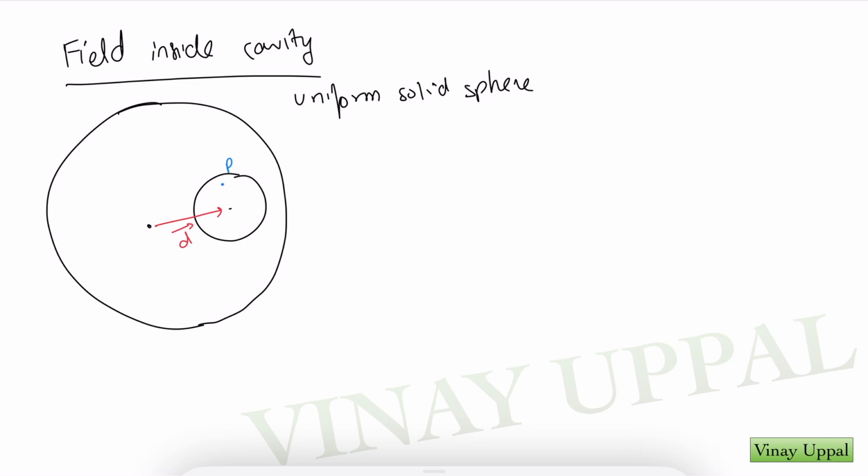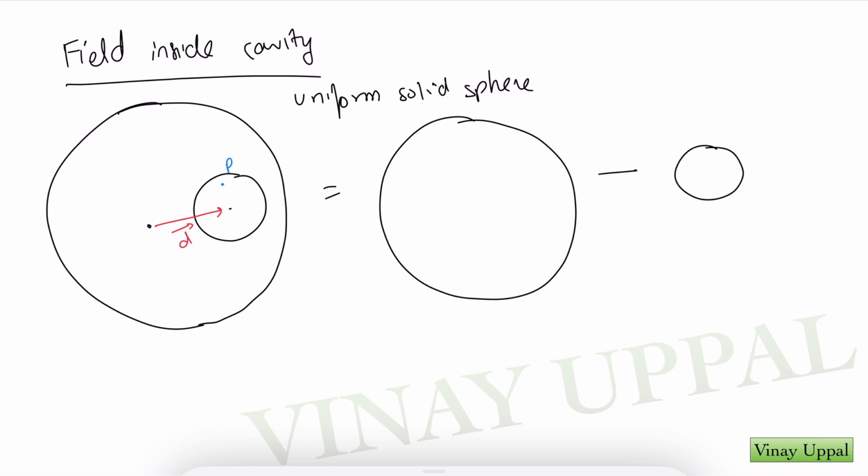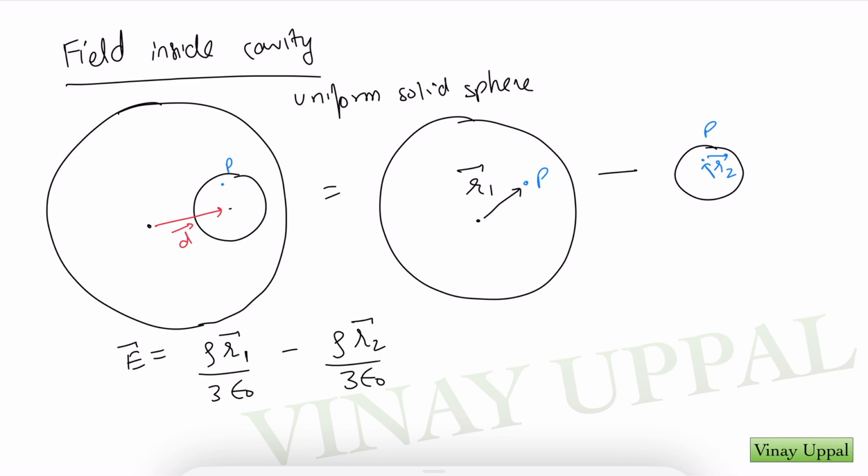So what I can do is imagine this to be made up of the entire solid sphere minus the smaller sphere. So point P is, let's say, here. Let's say the position vector of point P from the center of the bigger sphere is r1 vector, and the position vector of point P from the center of the cavity is r2 vector. So I can write my electric field, we already saw we could write it as rho r by 3 epsilon naught. So this will be rho r1 by 3 epsilon naught minus rho r2 by 3 epsilon naught. We are basically subtracting the field due to the smaller sphere.